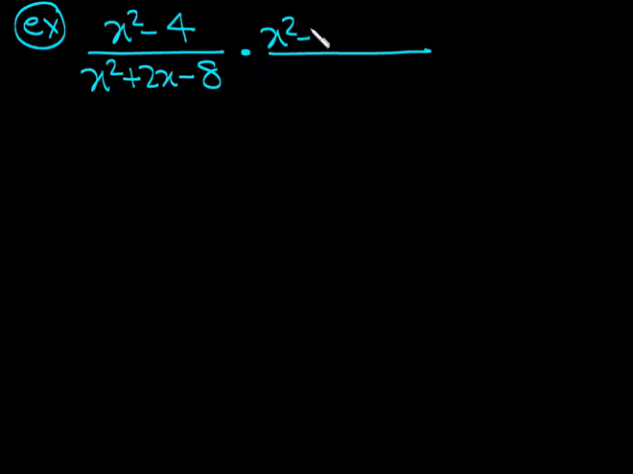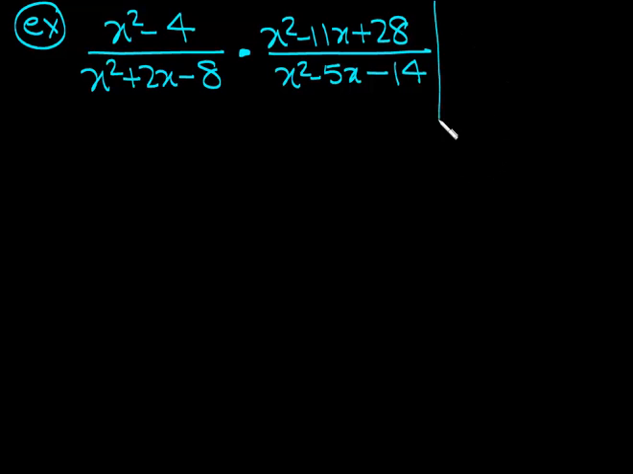Okay, so let's say you have x squared minus 4 divided by x squared plus 2x minus 8, multiplied by x squared minus 11x plus 28 divided by x squared minus 5x minus 14. So this time I'm multiplying two rational expressions. It's not any different than what I just did a minute ago. We just need to factor everything and cancel the common factors. So let's go ahead and do that.